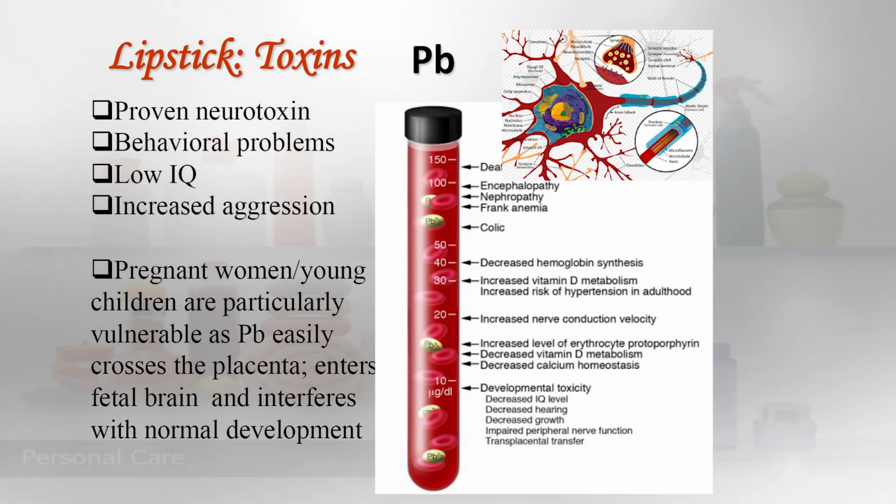Now when we talk about the lead in lipstick, in this figure you can see that very high amounts of lead cause encephalopathy, nephropathy, colic and other disturbances, and also decreased hemoglobin synthesis. So this is a proven neurotoxin. There are behavioral problems associated with lead, and people who have an amount of lead in their body are said to have a low intelligence quotient and increased aggression.